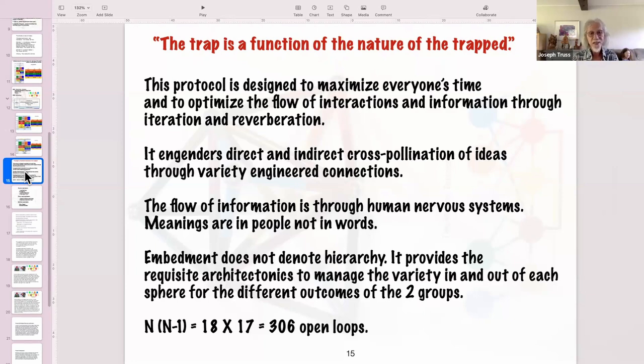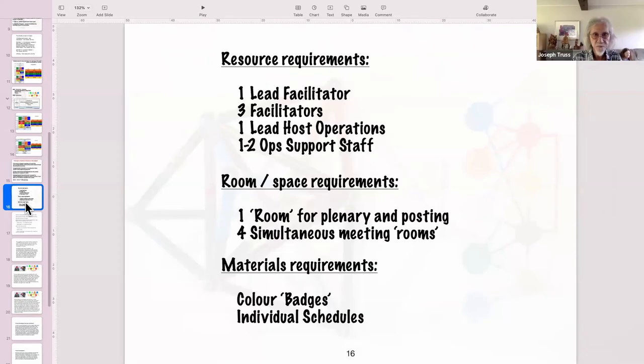Now, the final point here is that embedment, this recursivity, does not denote hierarchy. It provides the requisite architectonics to manage the variety in and out of each sphere for the different outcomes of the two groups. And the n times n minus 1 equation: there are 18 players times 17 links. There are 306 open loops. So even this very small double tetrahedral is highly complex in terms of variety structure.